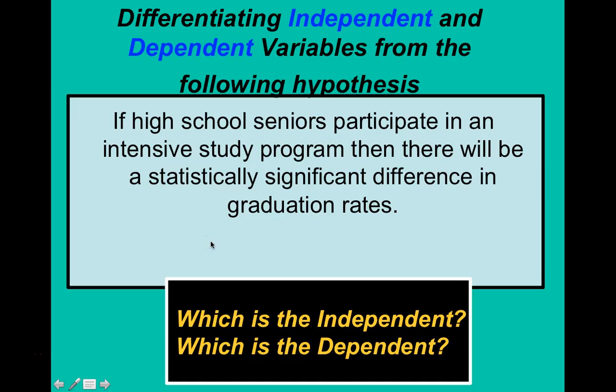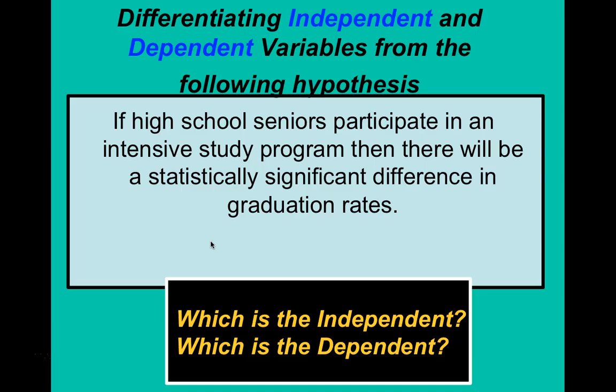Let's take this hypothesis as another example. If high school seniors participate in an intensive study program, then there will be a statistically significant difference in graduation rates. So here is our if-then statement. This is our hypothesis. This is our educated guess, right? Within a hypothesis, there's always going to be an independent variable and a dependent variable, and you need to figure out which one depends on the other.